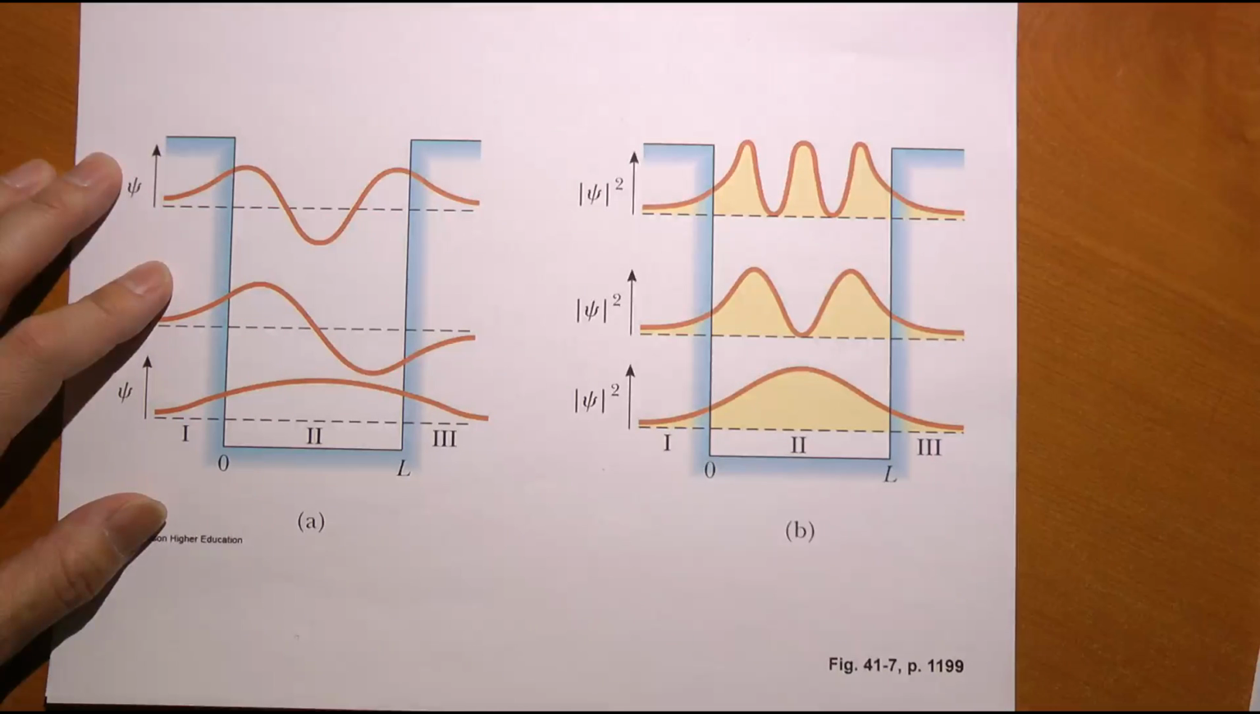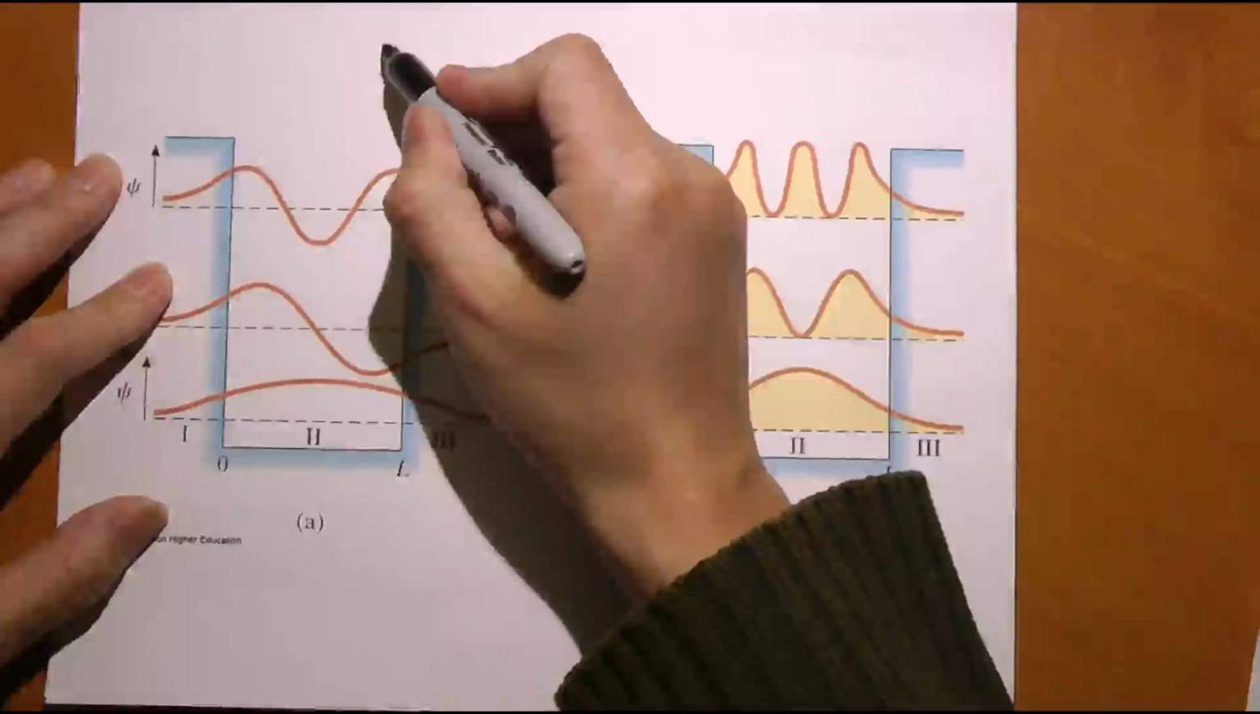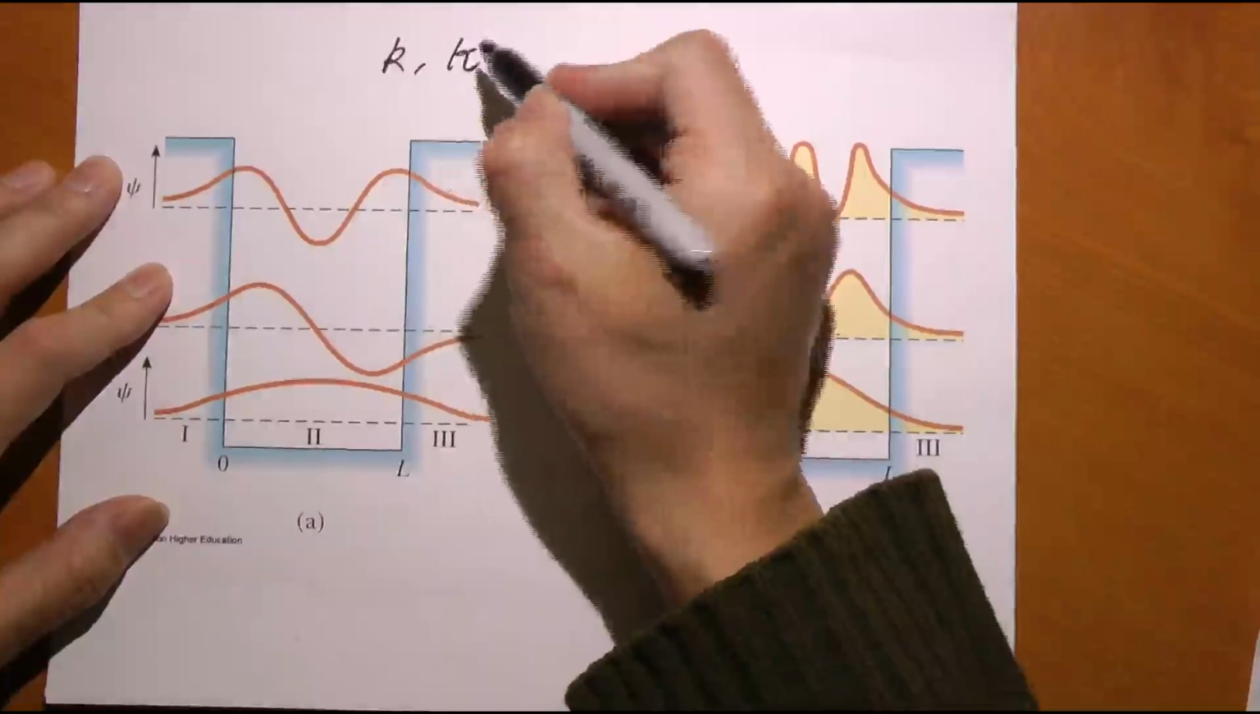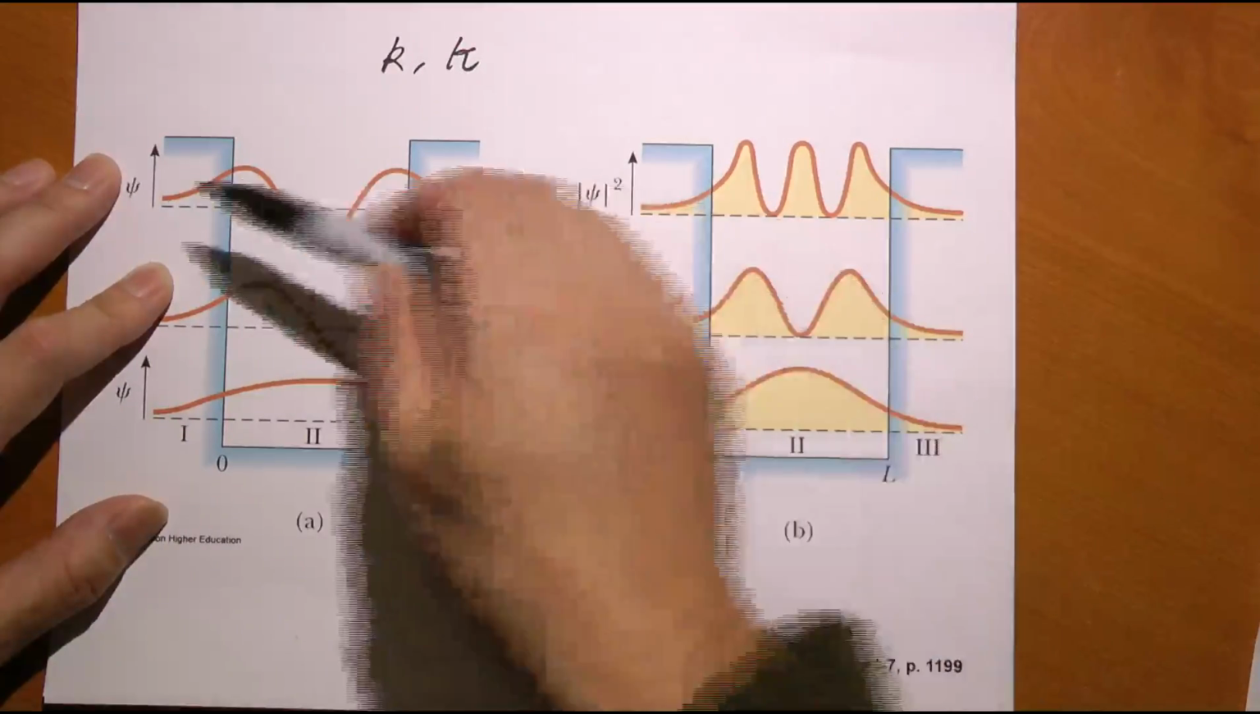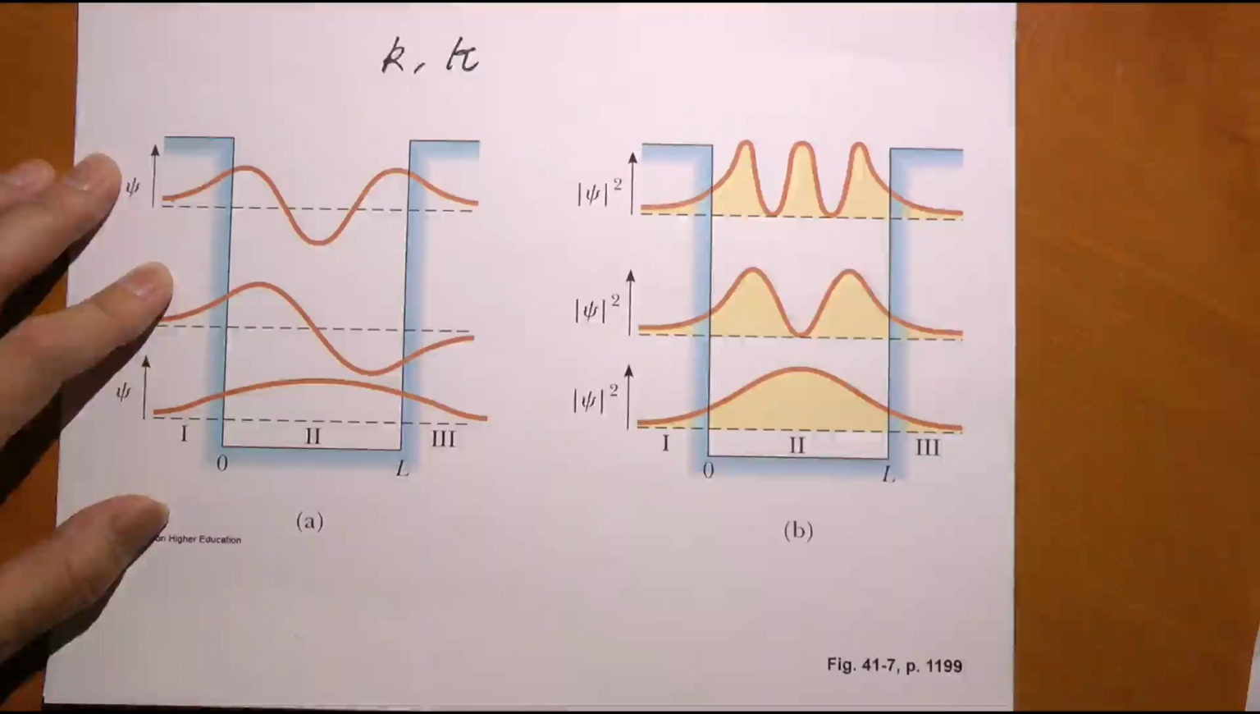Now, if you had a solution to this equation, you would know what k is, what kappa is. And given k and kappa, you would know the wave function, because outside it is just e to the negative kappa x, and inside it is either sine kx or cosine kx. So from that, you can plot the wave functions.